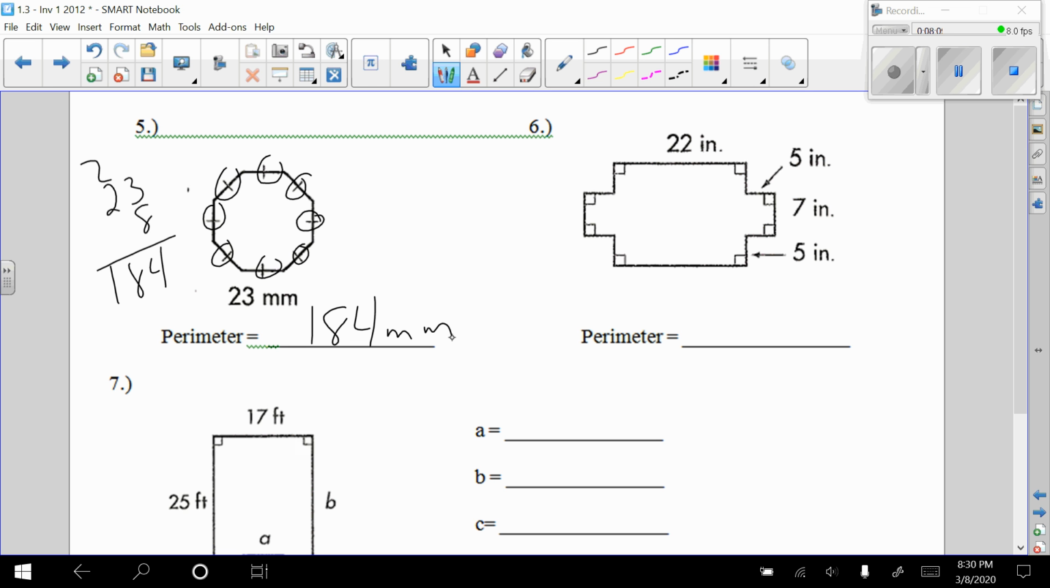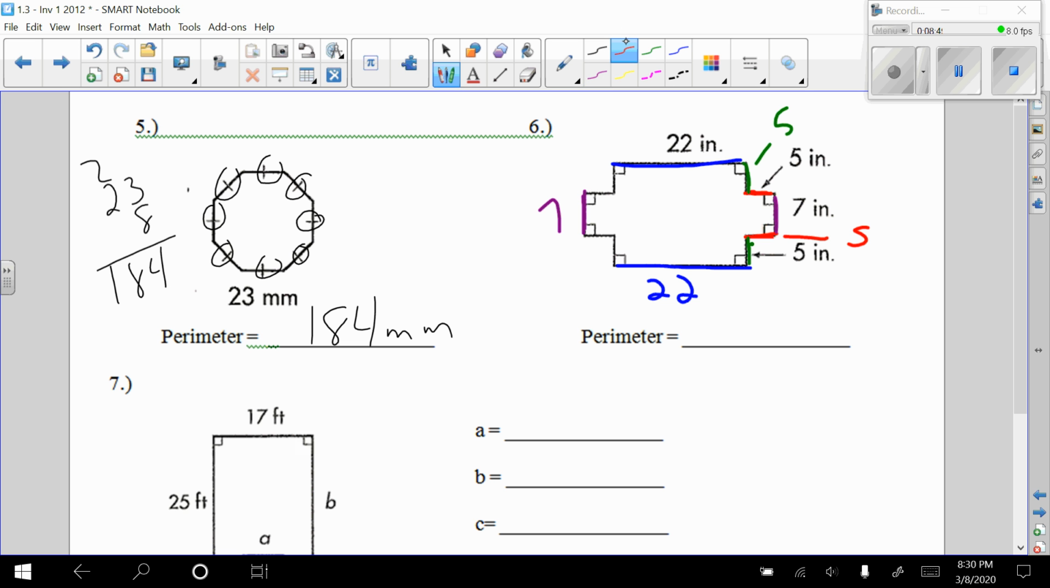Now look at this one on number 6. It didn't give me all the sides, but it gave me enough information to find the rest. Because of those right angles there, it helps me. So if I'm looking here and this side is 5, well, opposite it also has to be 5. So that means that side has to equal 5. And if I see here, this is 5, this has to be 5 because they're in the same locations and they have those right angles. Now the top is 22. So if this is 22, that means the bottom has to be 22. And this 7 here, across from it must also be 7.